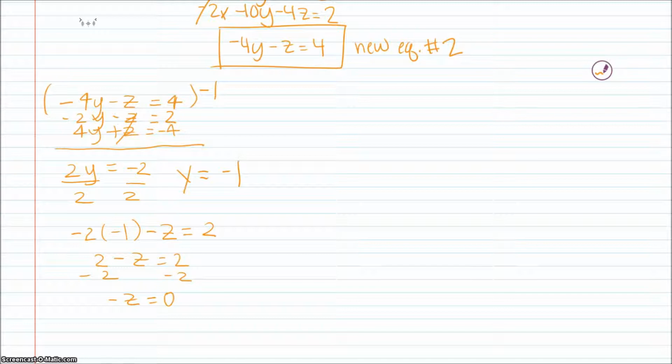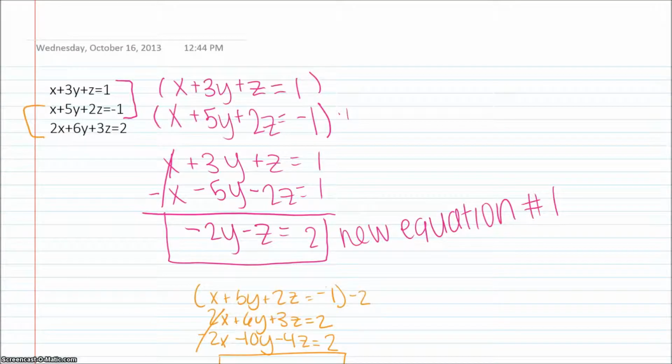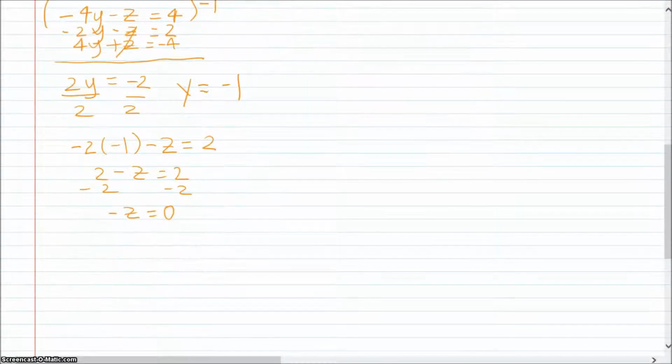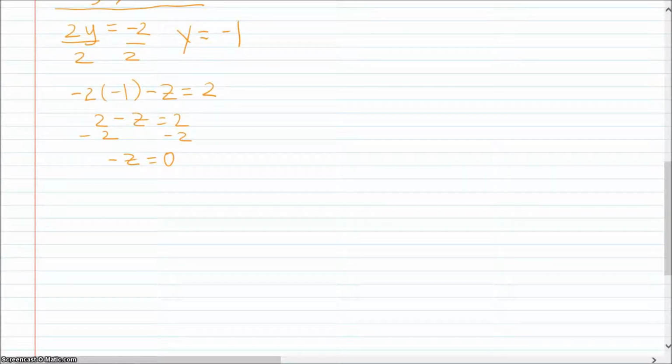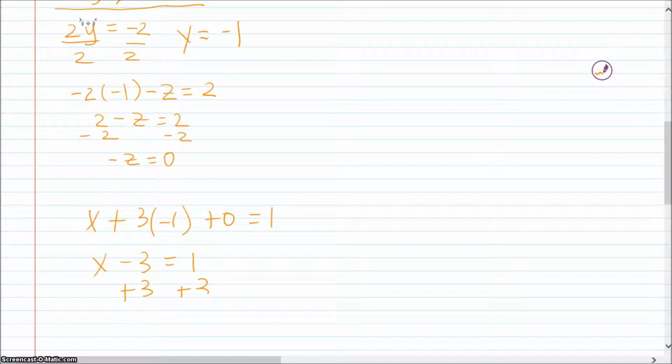Now we need to plug those into one of our first equations, and we are going to use this one right here, the first. So since we have z and y, we're going to leave x blank, so it'll be x plus 3y, so y being negative 1, and then plus 0 equals 1. So then we get x minus 3 equals 1. So we're going to add 3 on both sides. And we get that x is equal to 4.